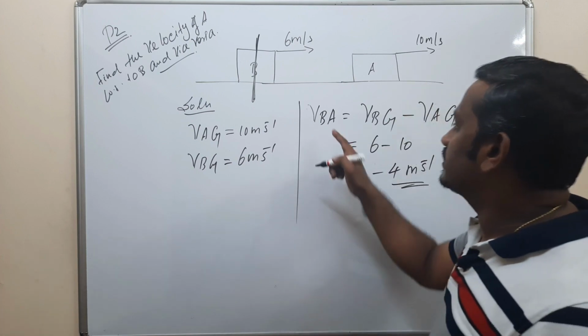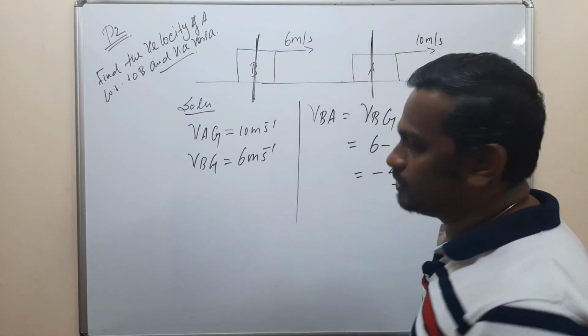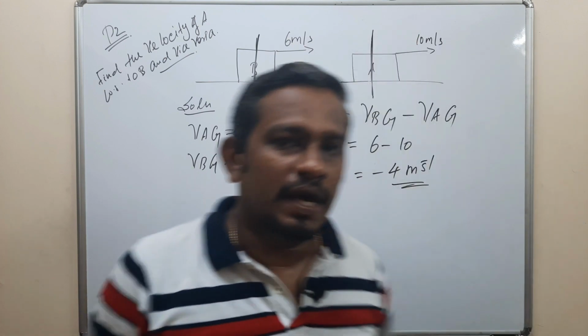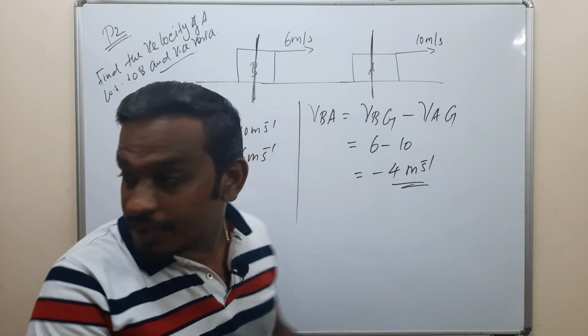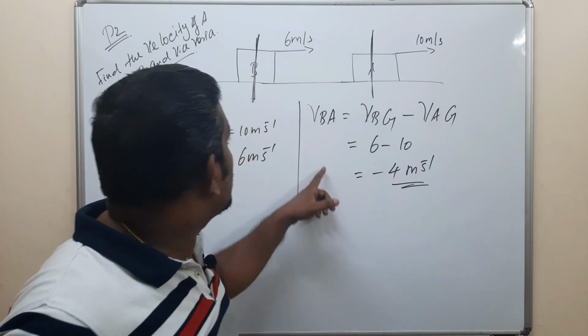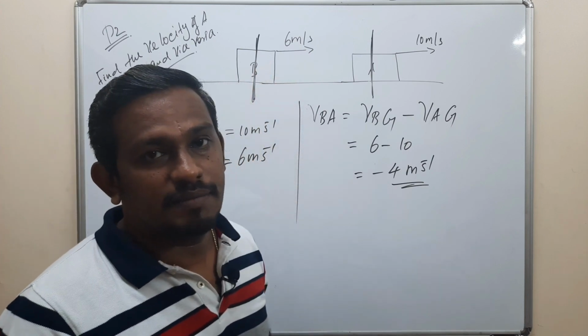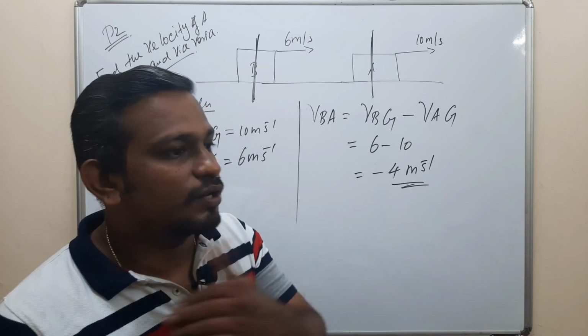So now the velocity of B as seen by A. A is the observer. Suppose the observer is on car A and he turns back, so what is his feel? The car B is moving in the backward direction, because minus means the car is moving in the backward direction.